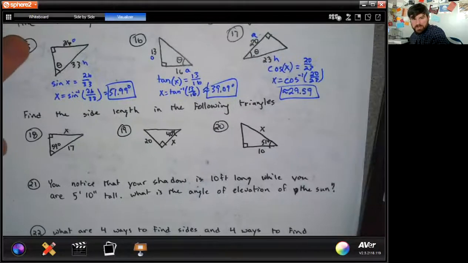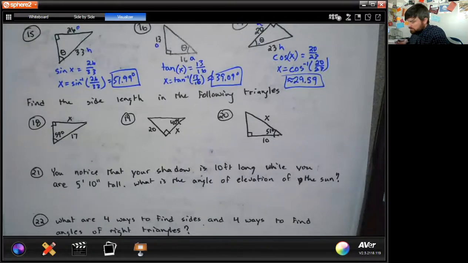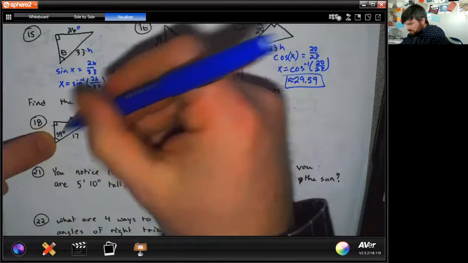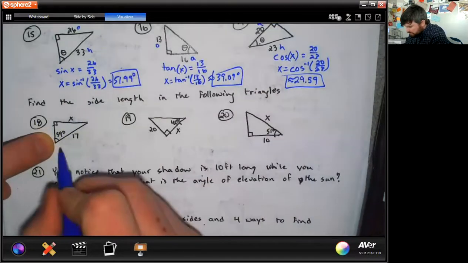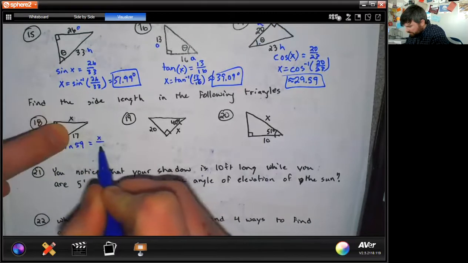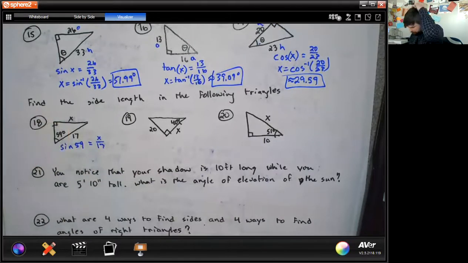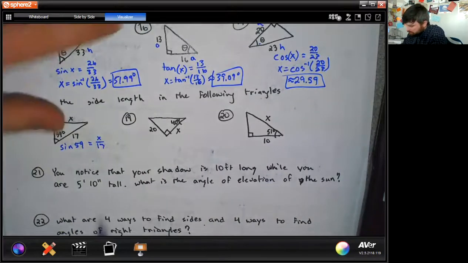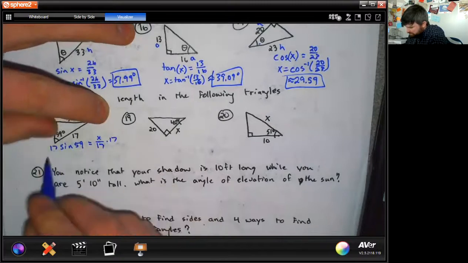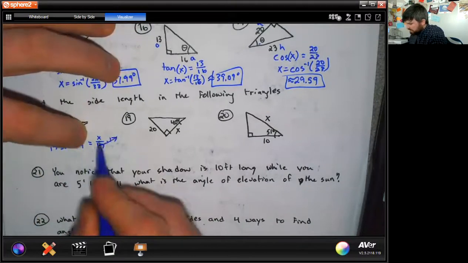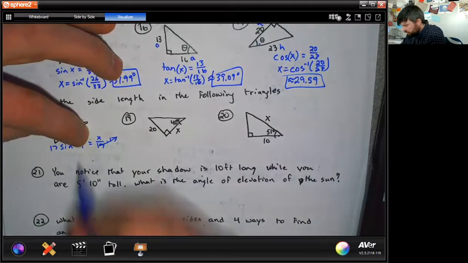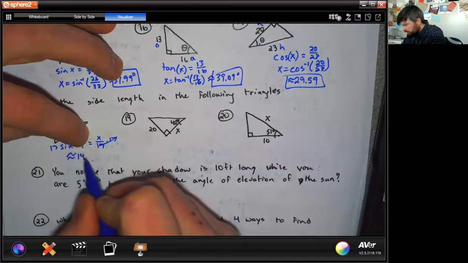All right, so find the side length in the following triangles. So still sine, cosine, tangent, but we're looking for a side here. So here's my angle. This is opposite and hypotenuse. So that's sine of 59 equals x over 17. Okay, so multiply by 17. So 17 sine of 59 equals x. And you get about 14.57.